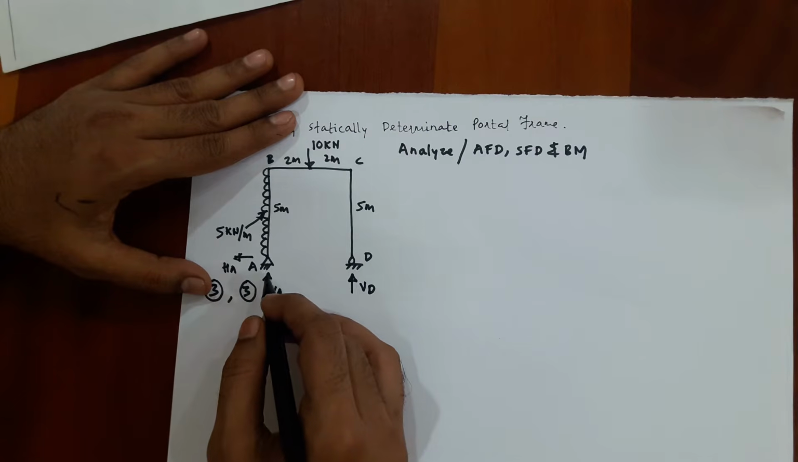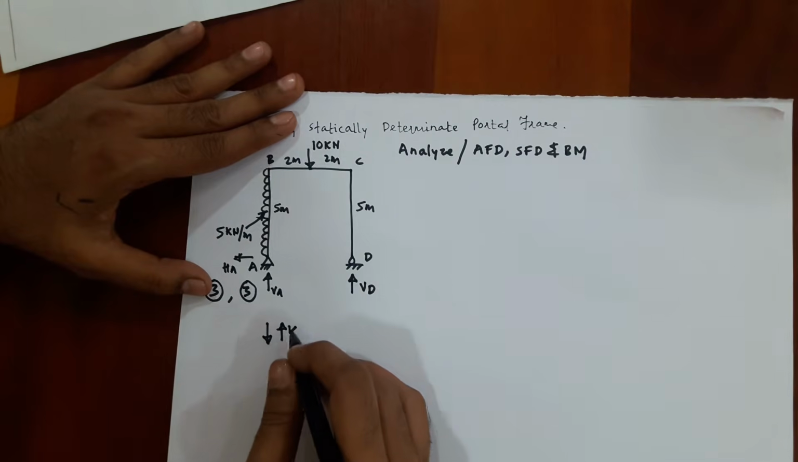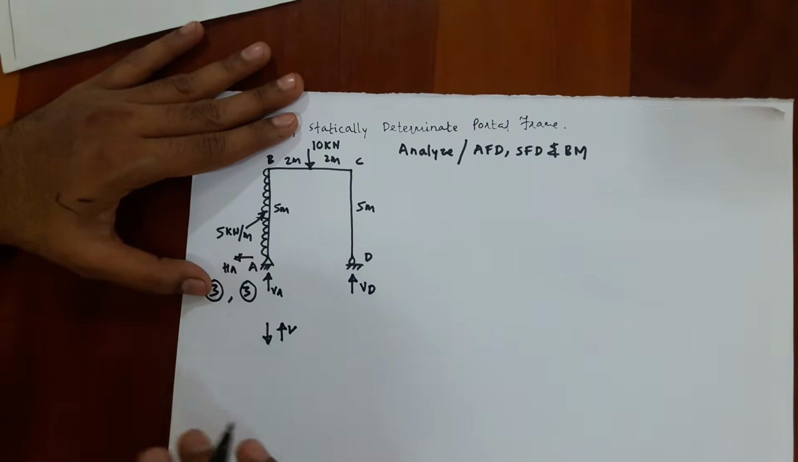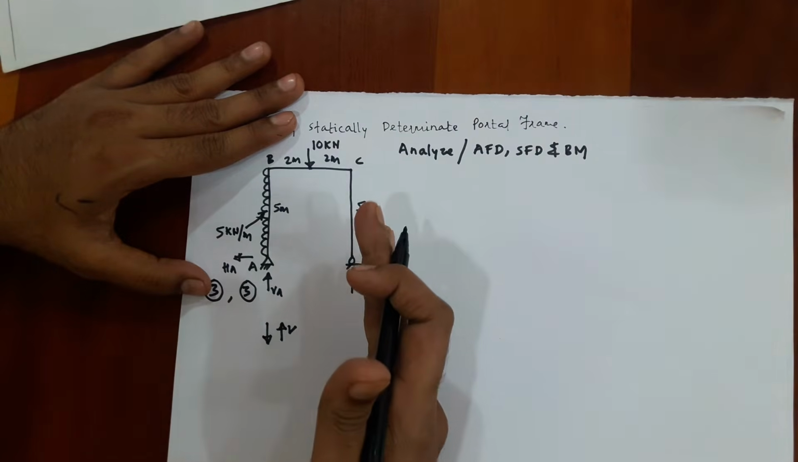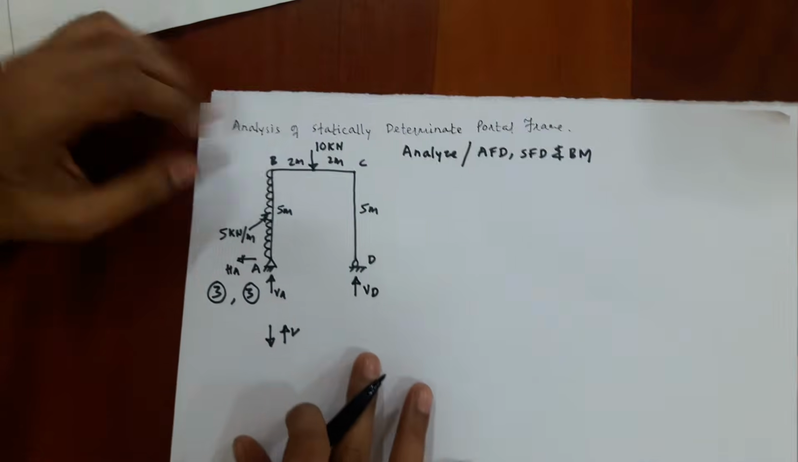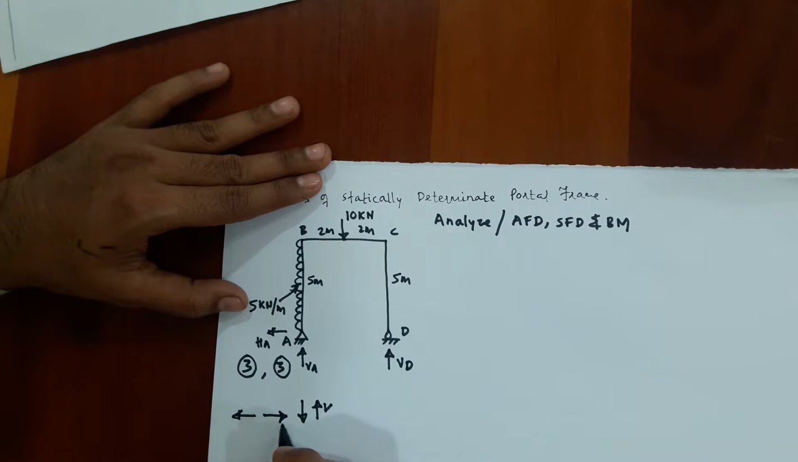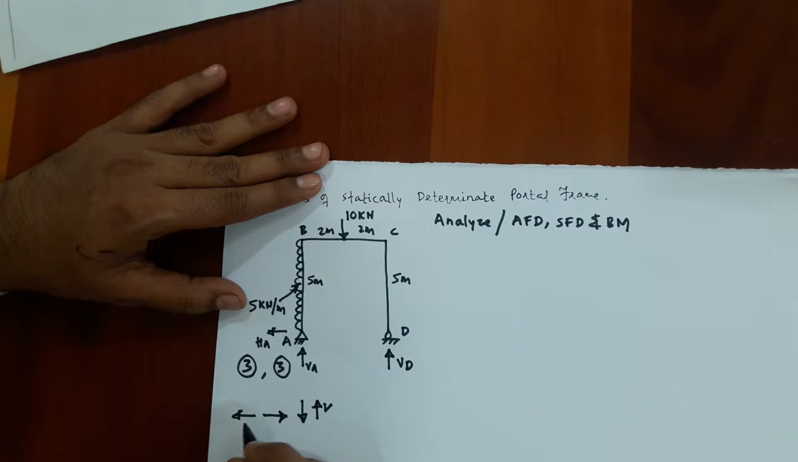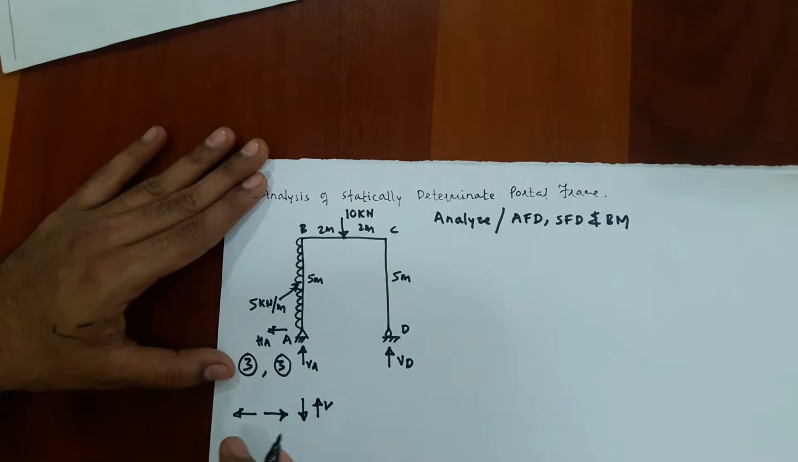We know A joint is having vertical reaction and we are assuming that at vertical direction. We don't know initially, we have to make assumption. Here also VD we are assuming vertically upward. It may be downward, we don't know. And here horizontal, it may be in this way, it may be in this way. This is towards right, this is towards left. We don't know initially. Initially we have to make certain assumption and we may find which assumption is right.